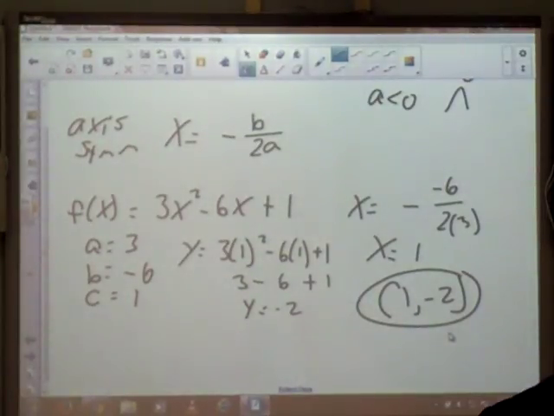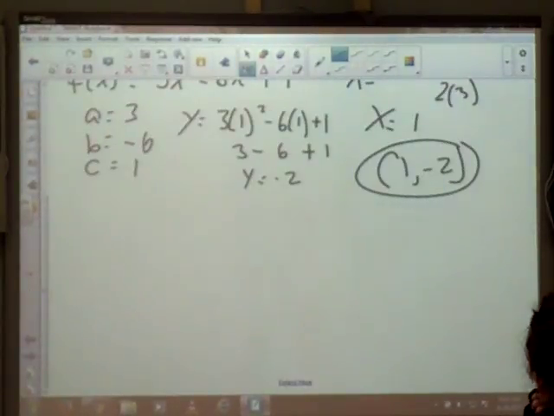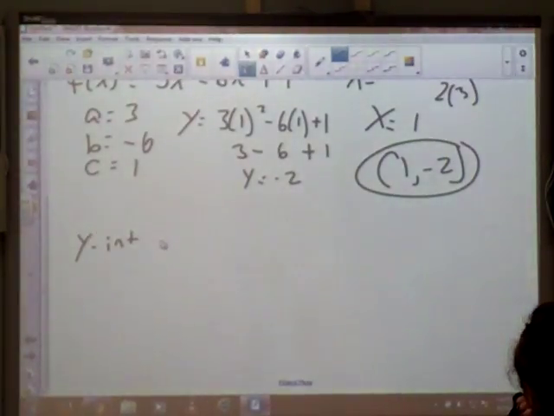All right, the C in this, we were talking about a y-intercept. The C in your standard form is going to tell you your y-intercept comes from 0, C. So what's our C? We've already labeled it. 1, so our graph's going to cross the y-axis at 0, 1.